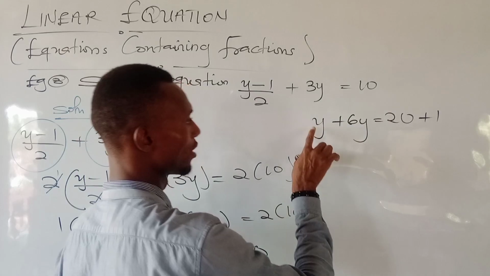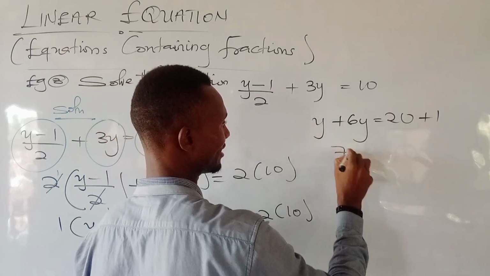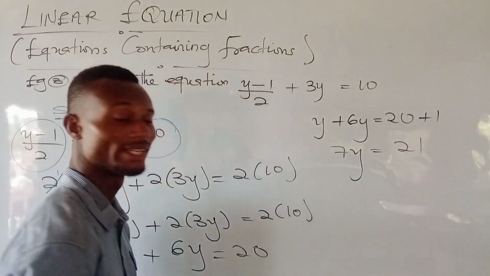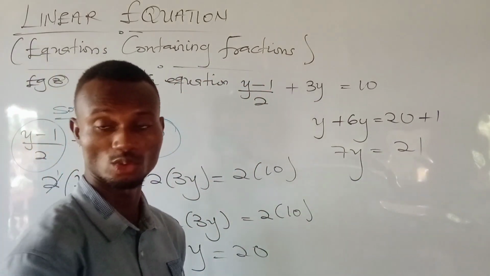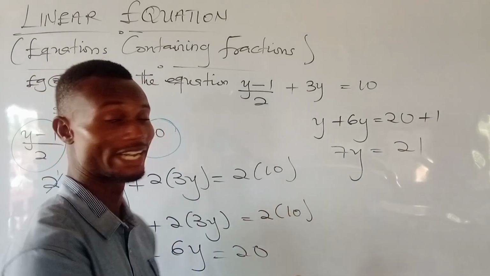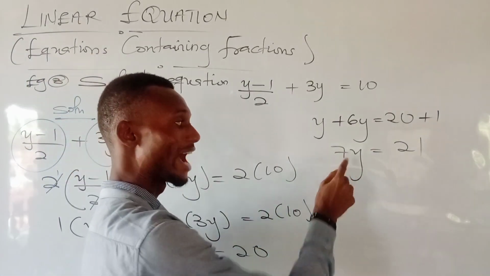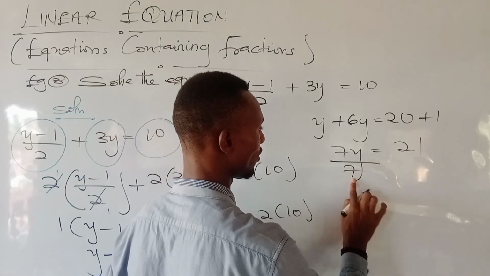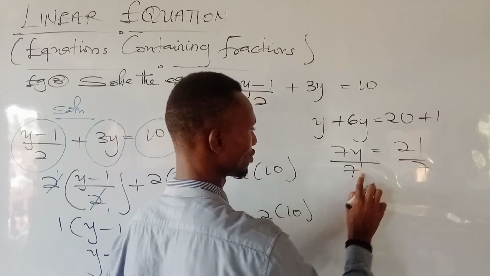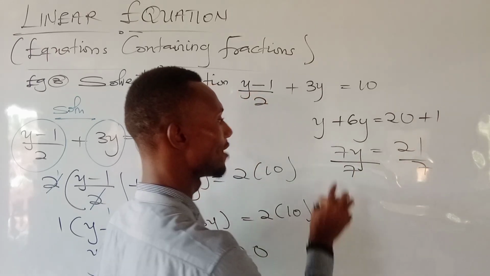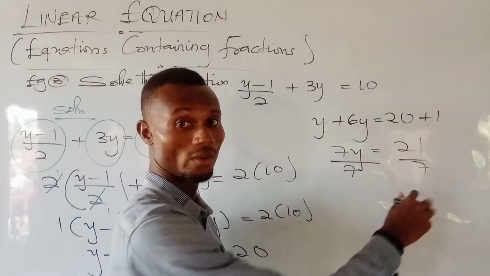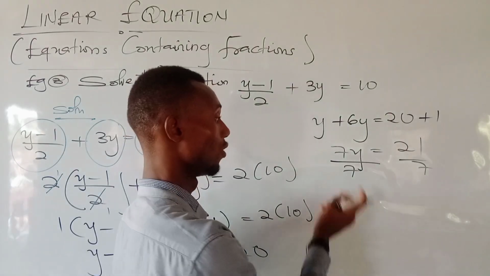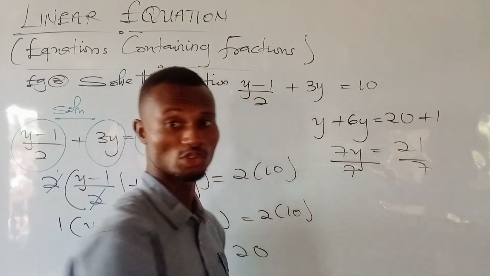Now let's simplify further. y plus 6y gives me 7y, equals 20 plus 1 gives me 21. Now what I do to get my y is to divide through by the coefficient of the y, and the coefficient of the y is 7. So I'll divide here by 7 and here also by 7. So you have 7y equals 21. To get our y, we divide through by the coefficient of the y, which is 7, so here by 7 and here also by 7.